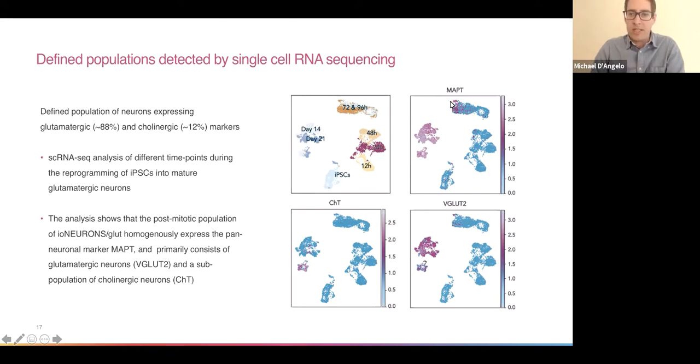And what you can see is the pan-neuronal marker MAPT starts to come on around that day 3 to 4 mark, and then is really expressed in every cell at the 2 to 3 week mark. And most of the cells are expressing this glutamatergic marker, with a smaller subpopulation that express this cholinergic neuron marker.